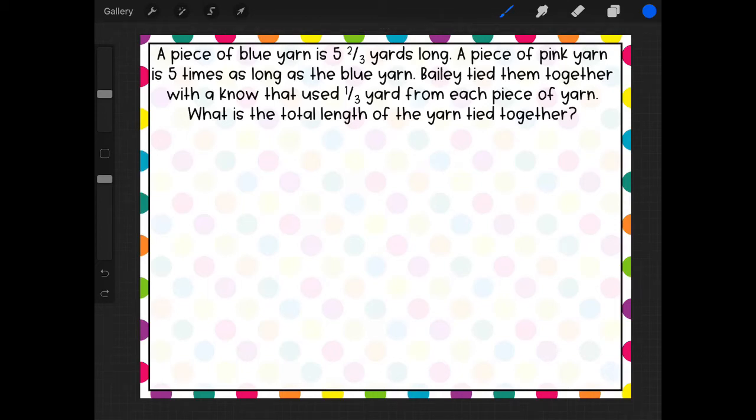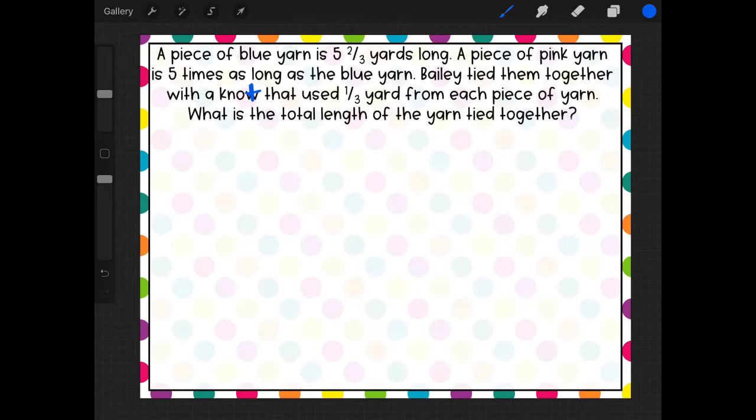All right, this is the last problem that I'm going to make a video for you for today. It says a piece of blue yarn is 5 2/3 yards long. A piece of pink yarn is 5 times as long as the blue yarn. Bailey tied them together with a knot, that should say knot, I'll go back and fix that, a knot that used 1/3 yard from each piece of yarn. What is the total length of the yarn tied together?